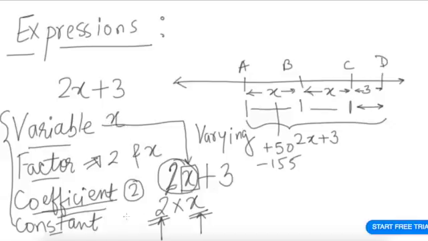What is a constant? A term which does not change. So 3 is a term which does not change. So the constant is 3.